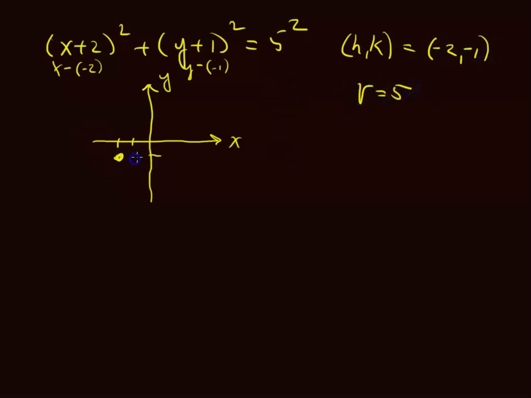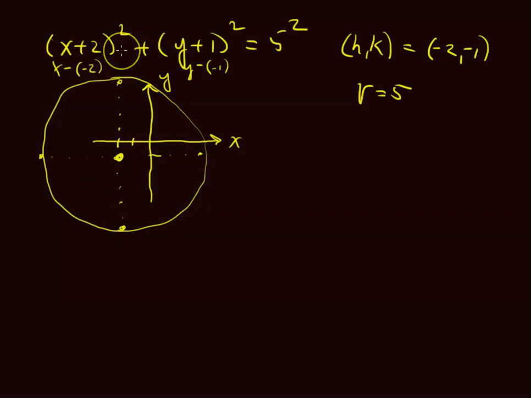So we go 5 to the right, 1, 2, 3, 4, 5. 5 to the left, 1, 2, 3, 4, 5. 5 up, 1, 2, 3, 4, 5. And 5 down, 1, 2, 3, 4, 5. And then we connect these dots, if I can do this. No. Not bad. That is how you would graph it. Put it in standard form. Plot your center, measure off your radius, right, left, up, down, connect the dots.